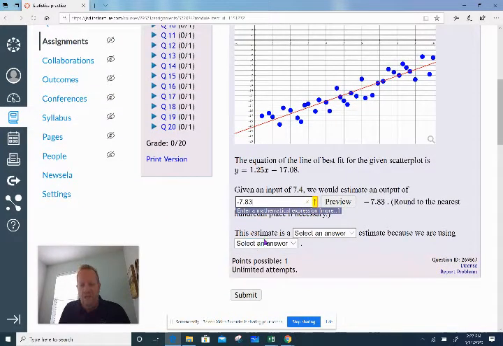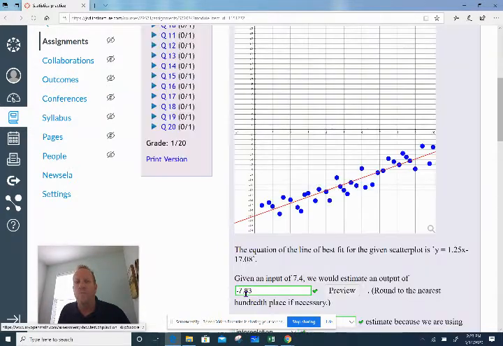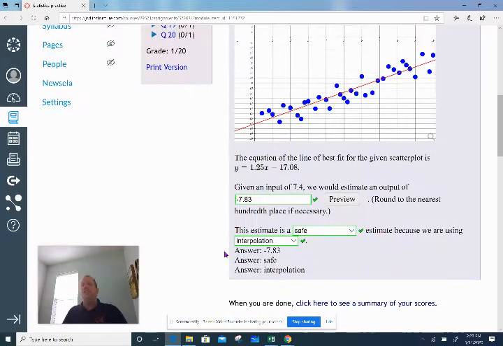Now it says this estimate is risky or safe. 7.4 is approximately right there. So that's going to be a very safe estimate because we are using an interpolation, because it's less than 10. It's inside the data we know. Interpolation; extrapolation means outside. So let's go ahead and submit. If I'm wrong, I'm going to cry. Look, green, green, green. Yes.